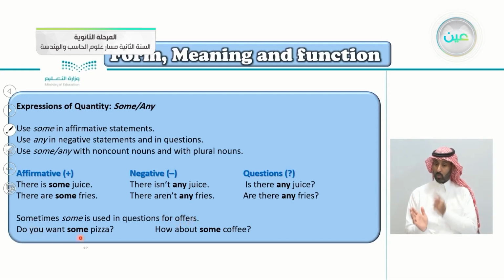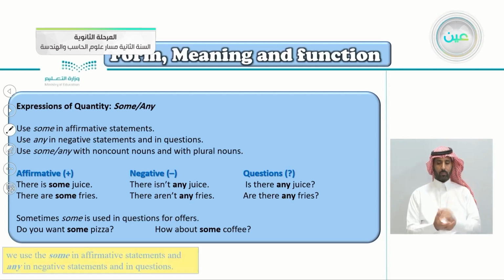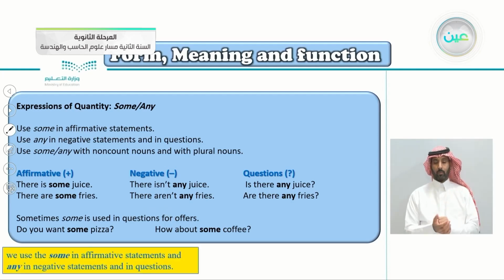Do you want some pizza? So this question is an offer. You're offering someone a pizza. Do you want some pizza? How about some coffee? So this is not a question. I know it's a question form, but it is an offer. Do you want some pizza? How about some coffee? And so on. So we use some with questions if it is an offer. We use some in affirmative statements and any in negative statements and in questions.